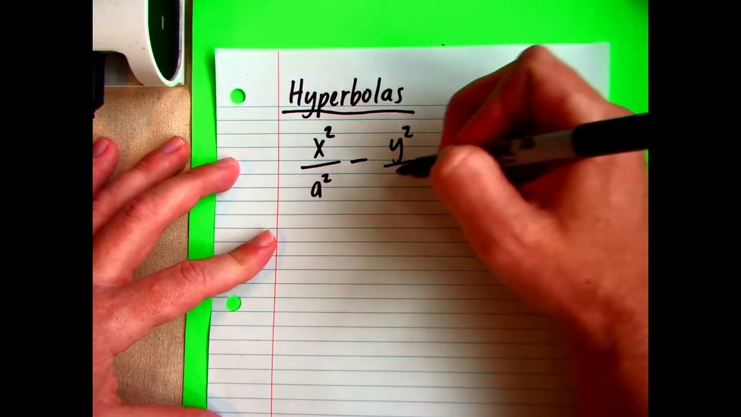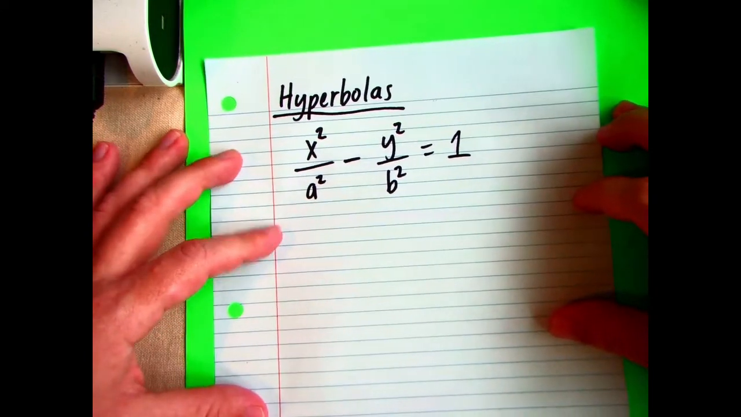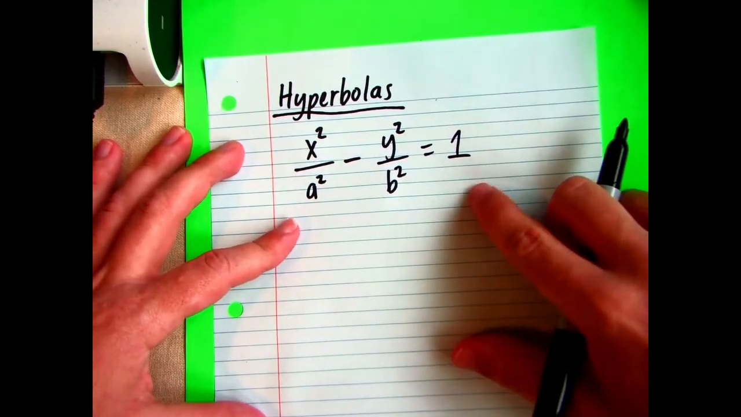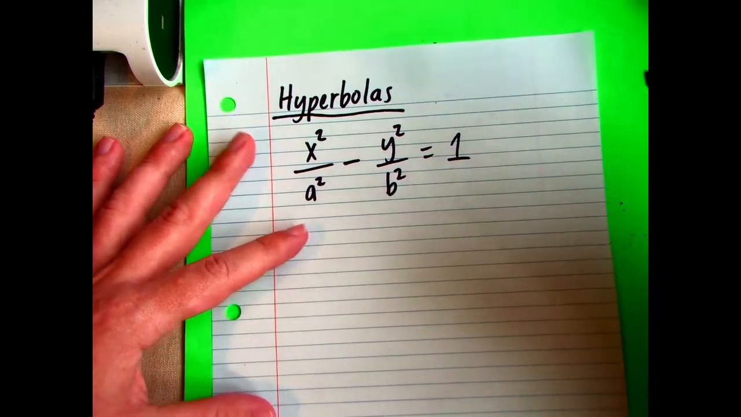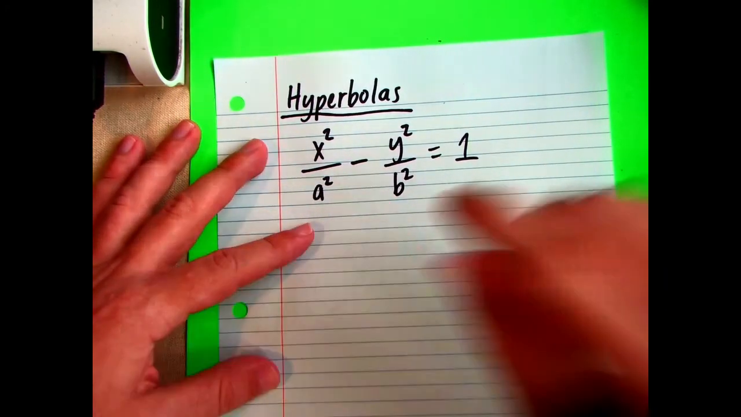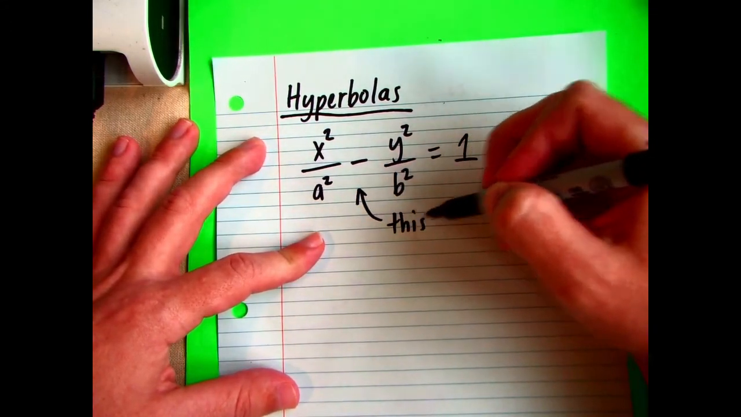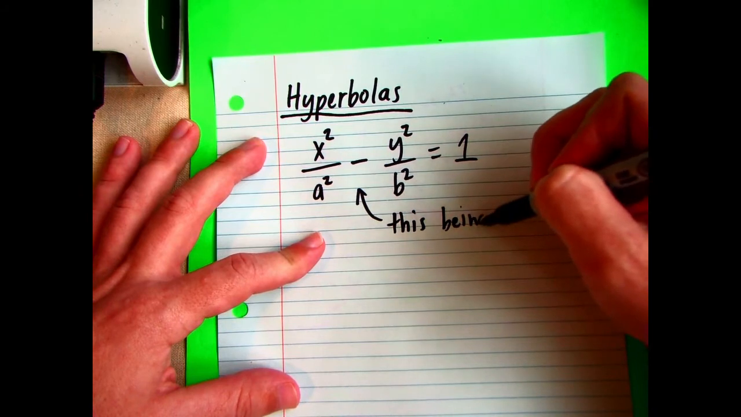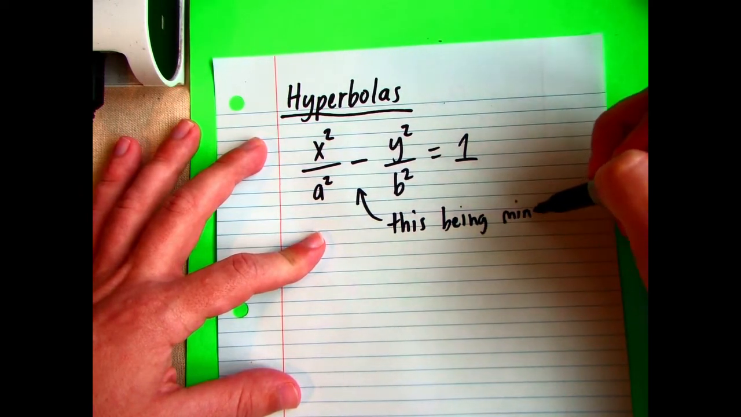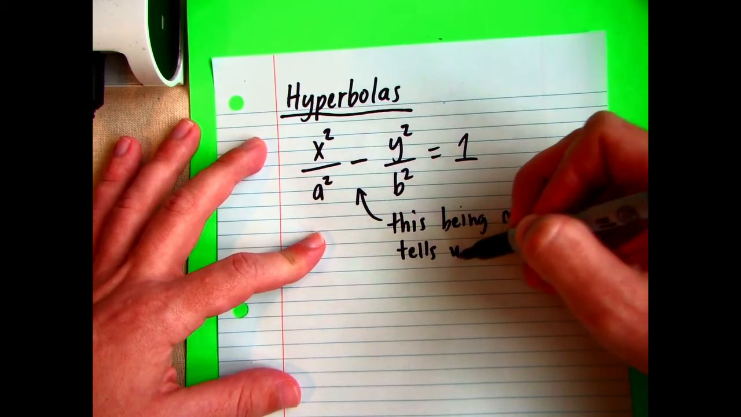You'll notice the key difference between hyperbolas and ellipses is that minus sign. They both end in equals 1, but hyperbolas now have a minus sign in the middle, not a plus. So anytime you see a minus sign, that's going to tell you you're dealing with graphing a hyperbola.